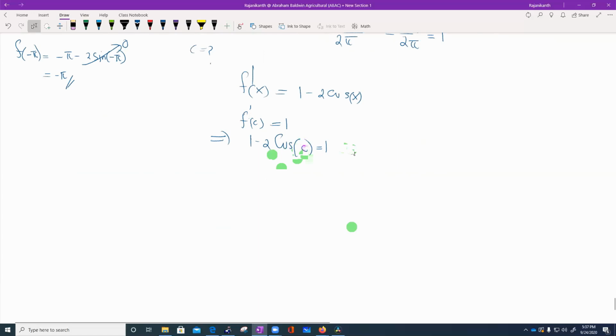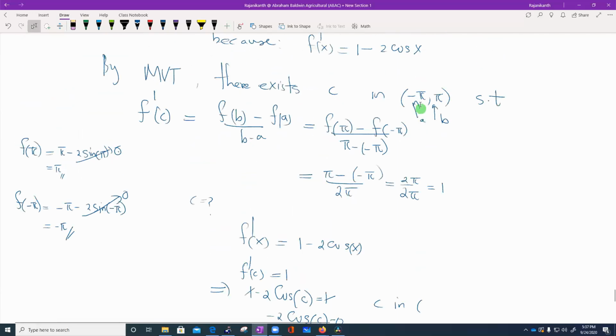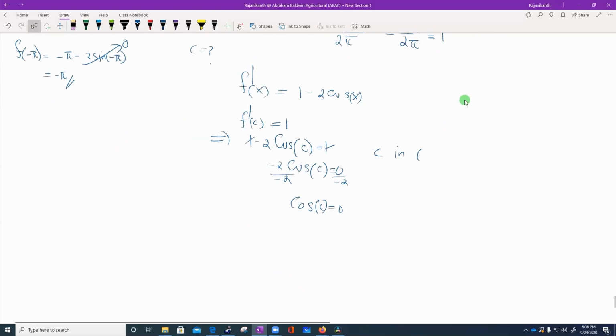Easy. The 1s cancel, so negative 2 times cosine of c is 0. Dividing by negative 2 on both sides, cosine c should be 0. Where is our interval? C is in which interval? The interval is negative pi to pi. Now your task is to find such a c from negative pi to pi.